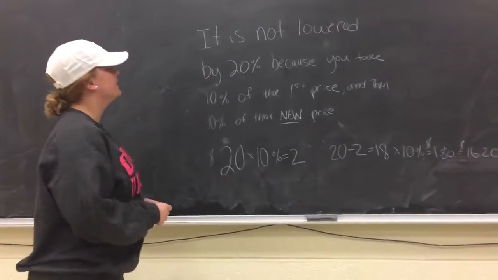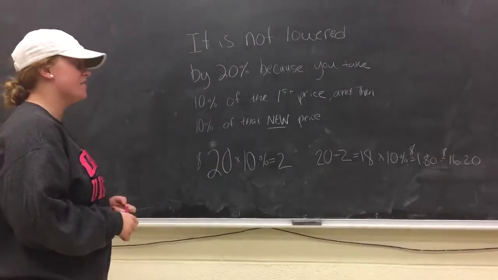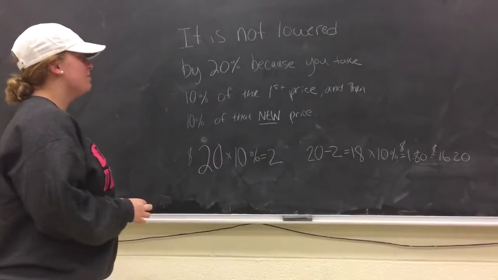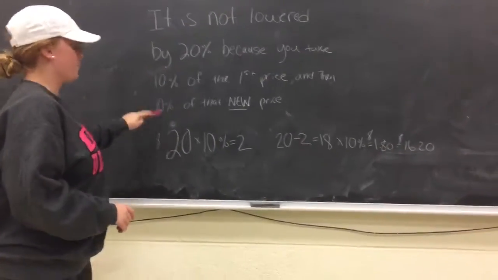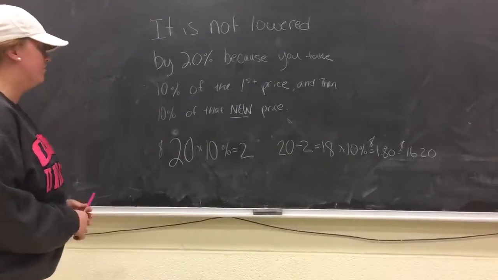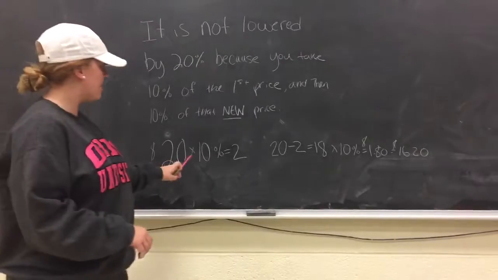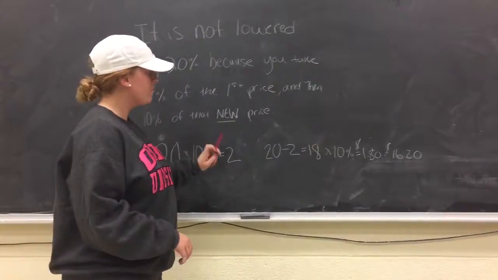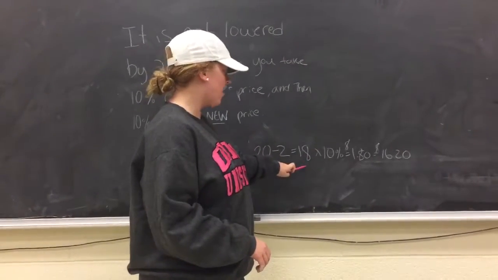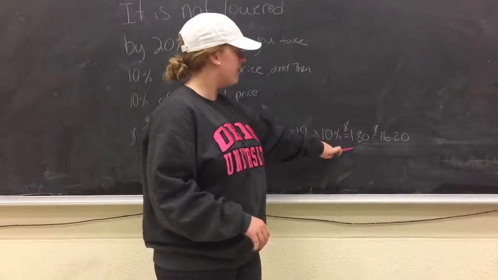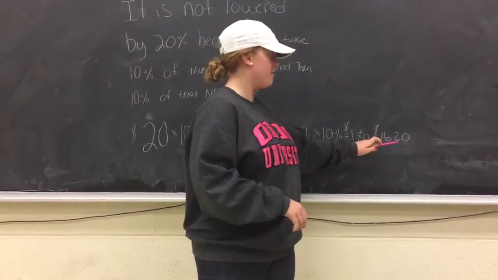Okay, so it is not lowered by 20% because you take 10% of the first price and then 10% of the new price. So there's a difference between just doing 20% and then doing 10 and then doing 10 more off of the new one. So $20 was our original price. If you times that by 10%, you get $2. And then 20 minus 2 is 18. So $18 times 10% equals $1.80. So we subtracted that from 18 and got 16.2.